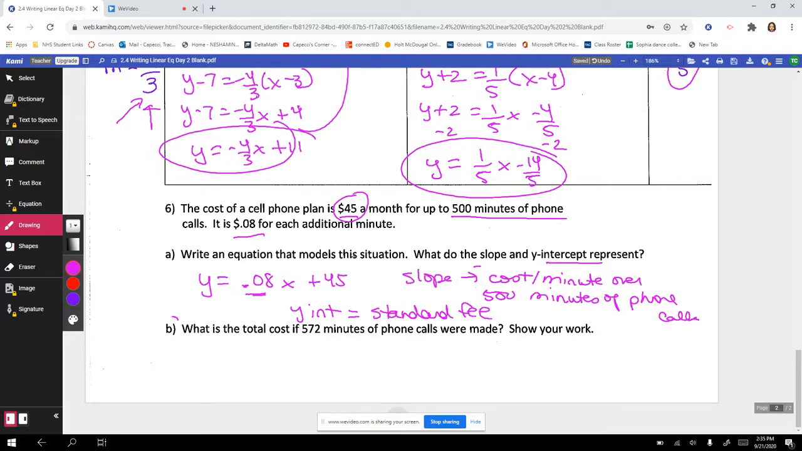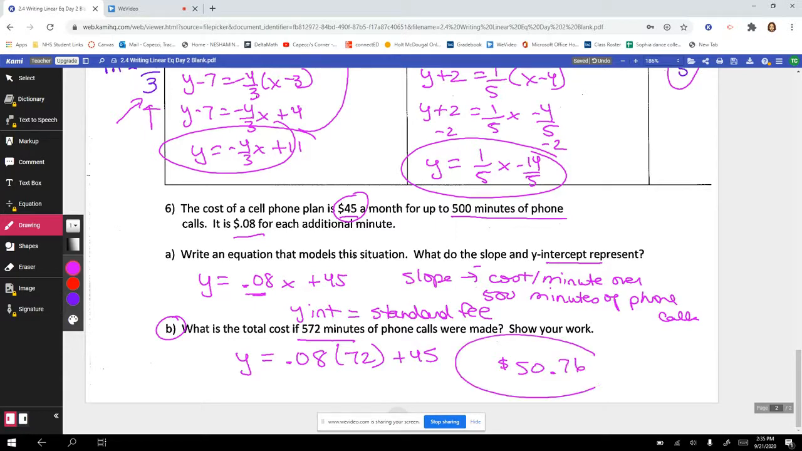Let's look at letter B. What is the total cost if 572 minutes of phone calls were made? And you have to show your work here as always. So I have y is equal to 0.08. Now, my x is not going to just be 572. Remember, 500 comes with that initial fee. So I just have to worry about 72 because that's what's above, plus 45. Put that in my calculator, and the monthly fee that I'm paying in that particular month is going to be $50.76.